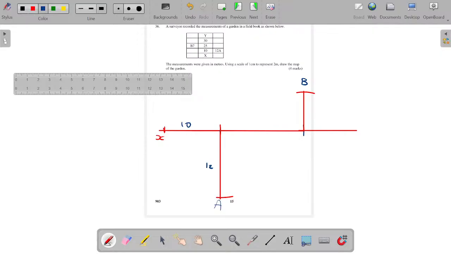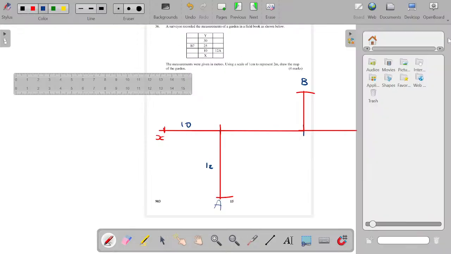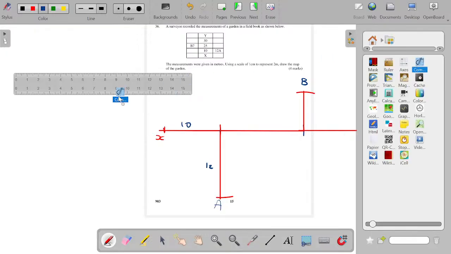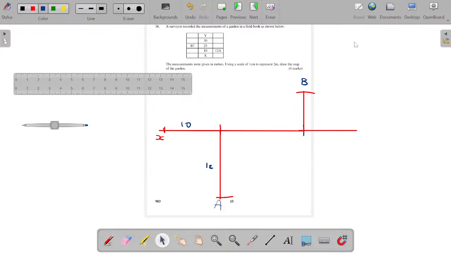So let's see what we can do there, learners. I'm taking it slow in this construction because I want you to understand each and every step I'm making. So let me measure 15 centimeters. Let me get my compass. 15, just like saying 7.5.